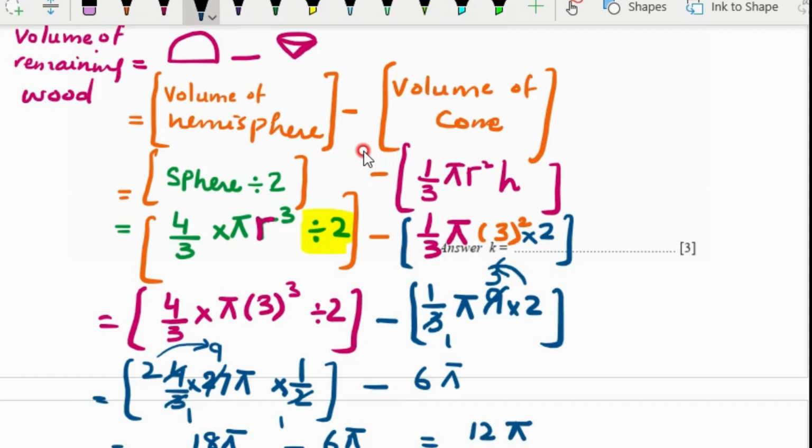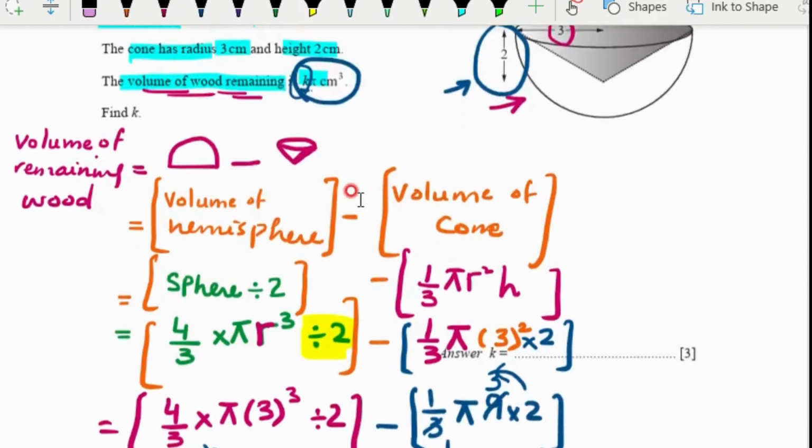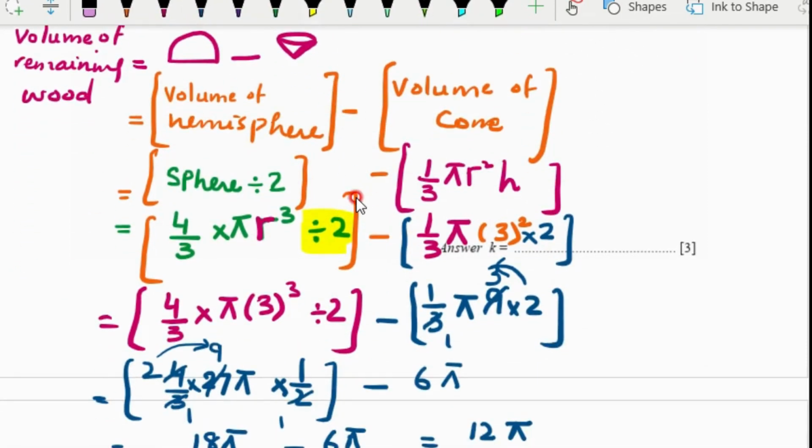So this is the time to go back to the question statement. The question statement says you have to leave your answer in the form of pi. So whatever the coefficient of pi will be the value of k. So k pi, you can say that k is 12. You can write it in a line of answer, k is 12.